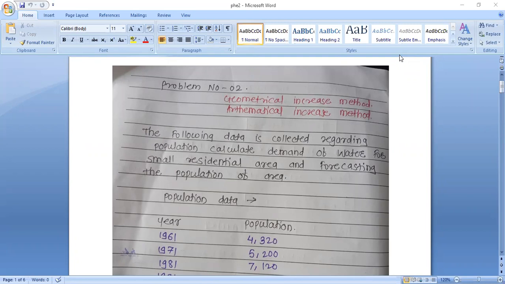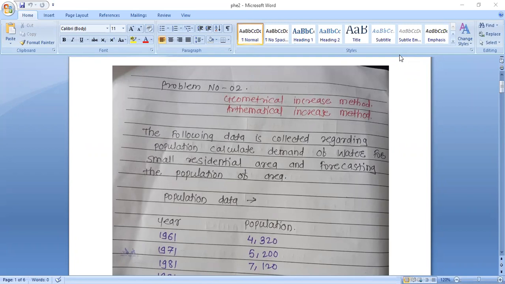In the previous lecture, we had discussed one problem of the incremental increase method. Now, in this lecture, we are going to discuss the problem of the geometrical increase method and arithmetical increase method.